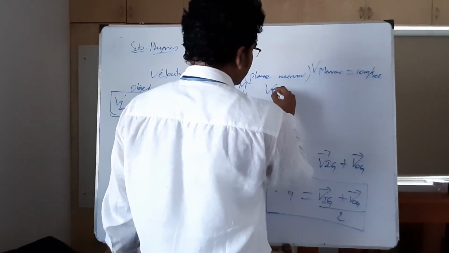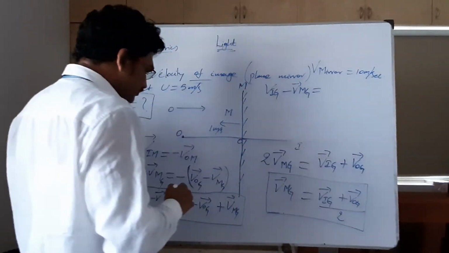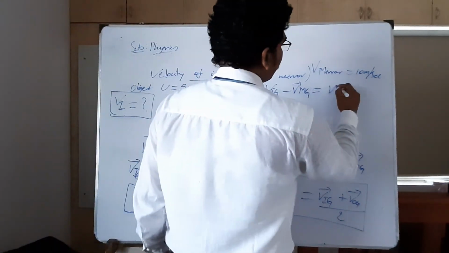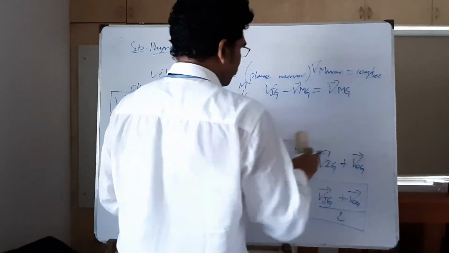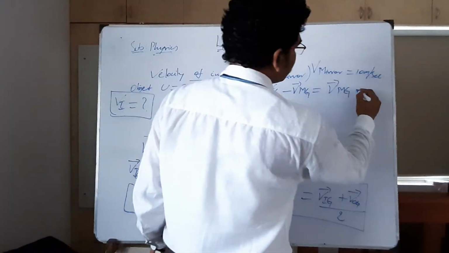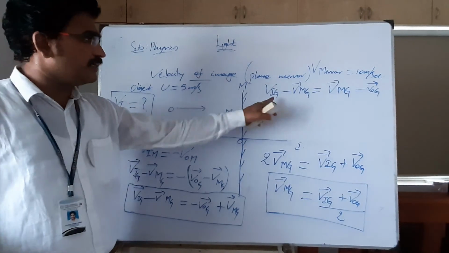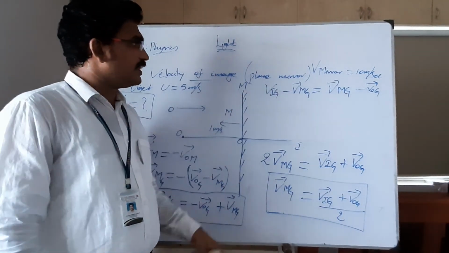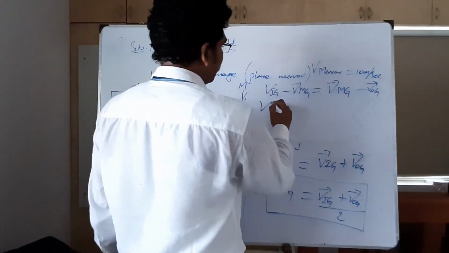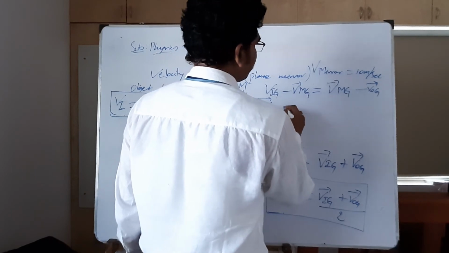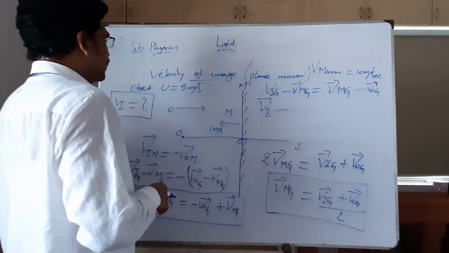Velocity of image with respect to ground minus velocity of mirror with respect to ground is equal to velocity of mirror with respect to ground minus velocity of object with respect to ground. This is the formula. Same formula I have written here. Vig minus Vmg is equal to Vmg minus Vog. Then Vi is equal to, I don't know what is Vi.